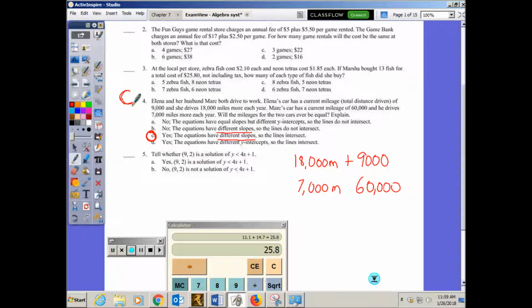If you remember when we did solving by graphing, when the equations had the same slope, they were parallel, they didn't intersect. These have different slopes, different changes. They're eventually going to intersect. Okay, next one. Tell whether (9, 2) is a solution to this.